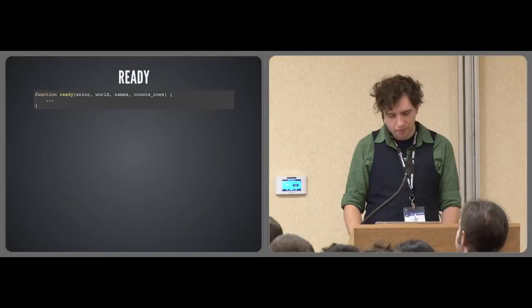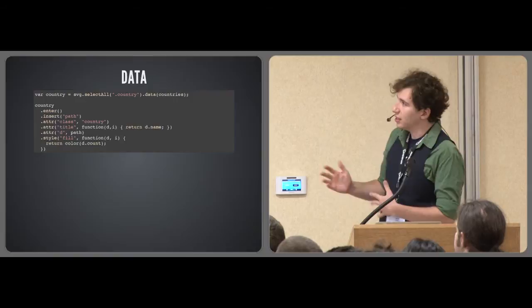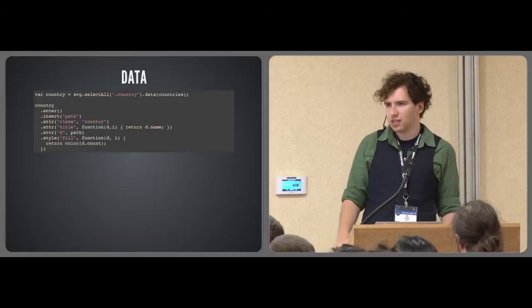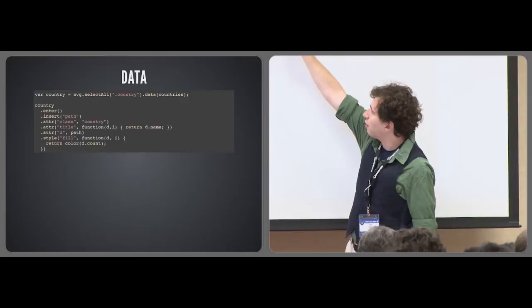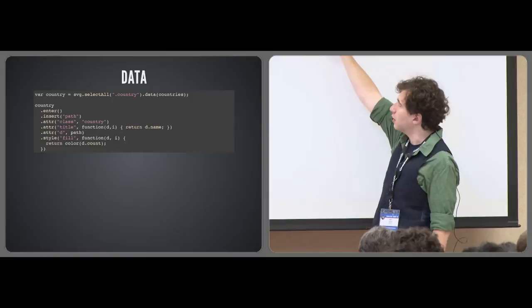Creating the graph itself, or in this case, the map, is going to look like grabbing some data and then manipulating it in some way. D3 calls itself data-driven documents, and that's largely what happens here. We select from the SVG element, we grab all of our countries, and then feed it some data about countries. So if we want to give our map more data, we just manipulate that countries object, which is just an array of objects.